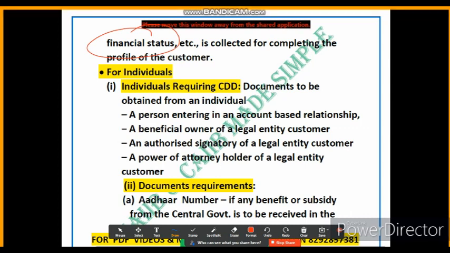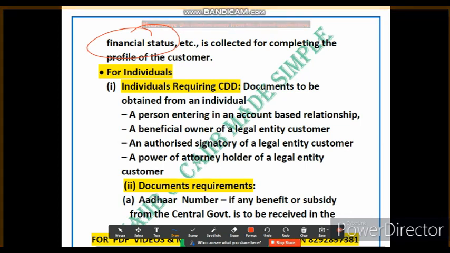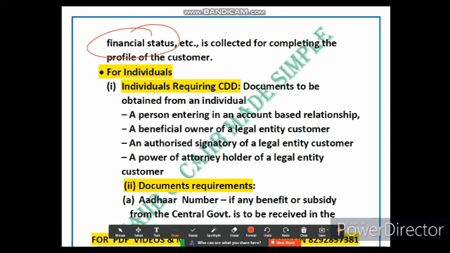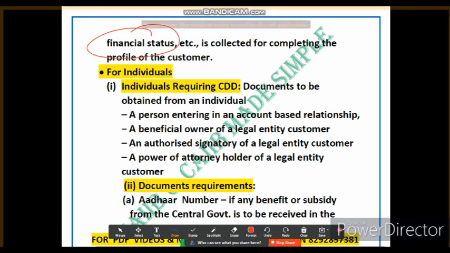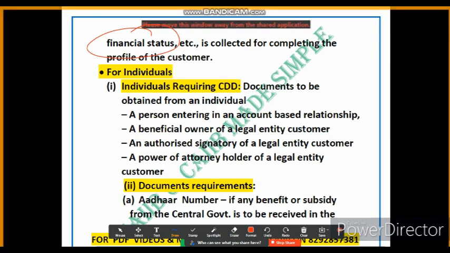Now let's discuss individuals. What are the documents that the bank needs to collect for an individual? We will discuss each and every detail in part. So friends, you can see the CDD procedure applies to individuals who are involved in certain types of relationship or role with a bank or regulated entity. The specific documents required for customer identification vary depending on the individual's responsibility and involvement.